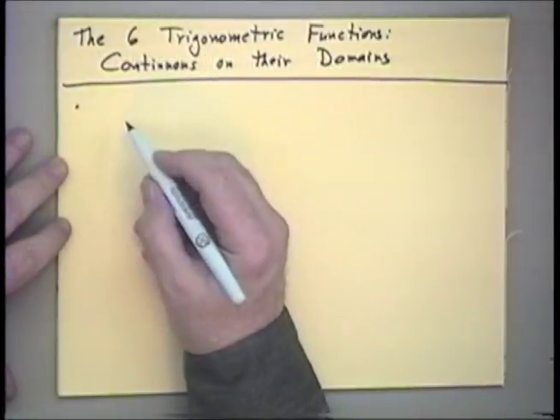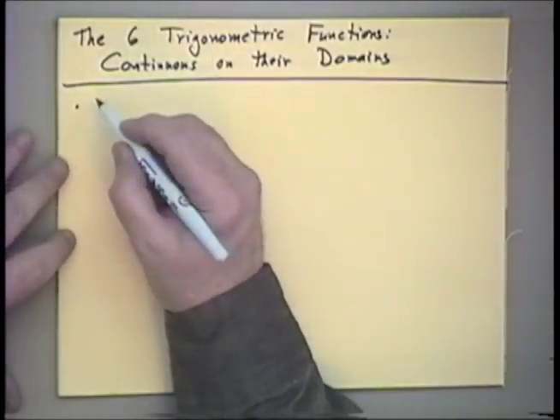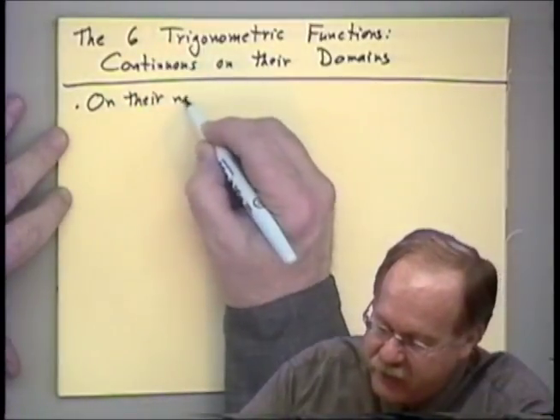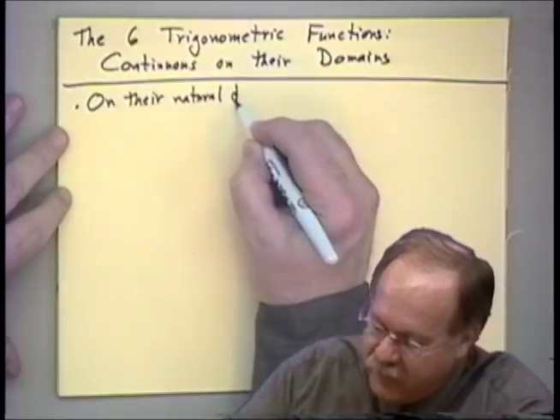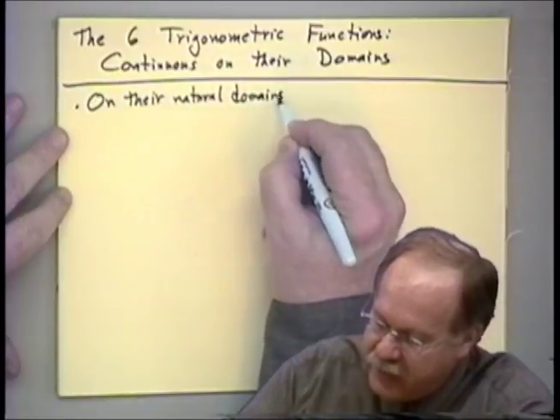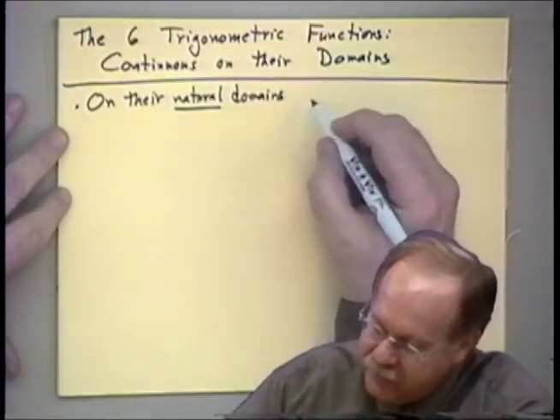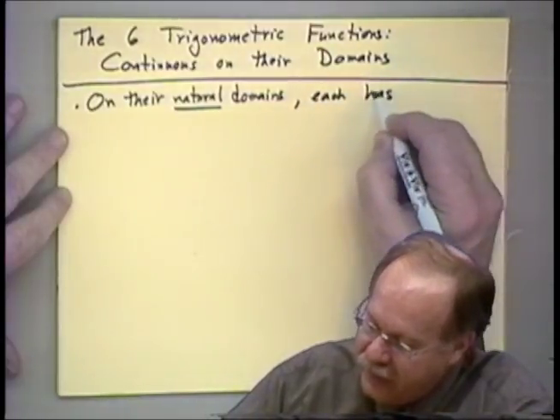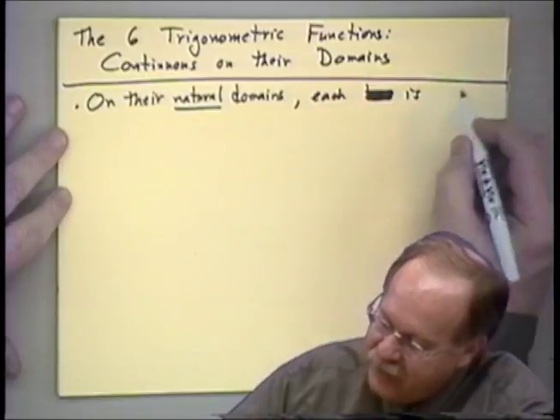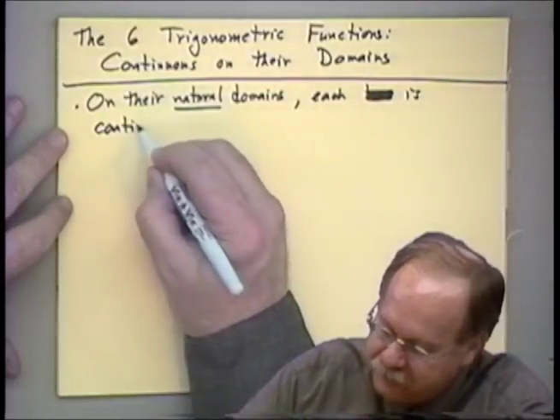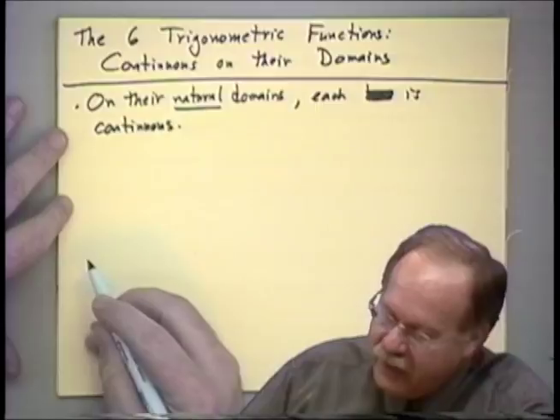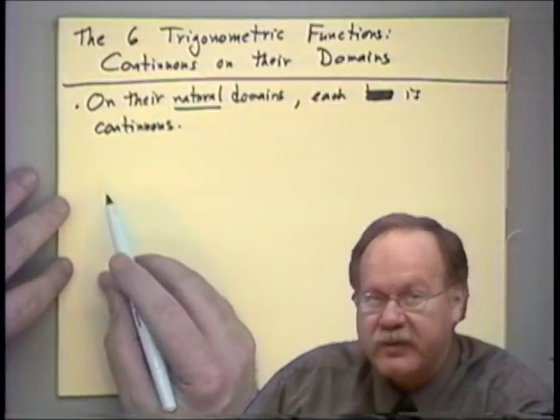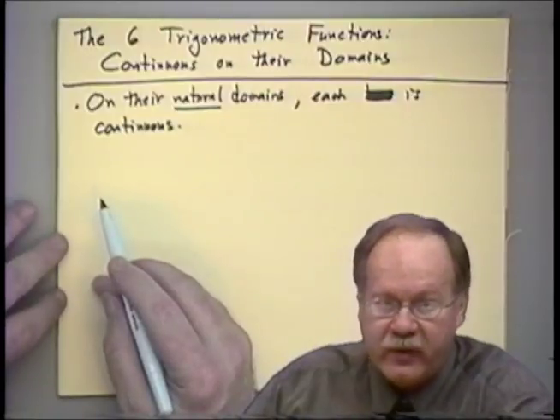And let me show you what I mean. Now, I will not prove these. I will just indicate what's happening here. But on their natural domains, the trig functions, as many functions have a natural domain, each function is continuous. Now, this may make you wonder, because you know that some of the trig functions have gaps in their graphs.